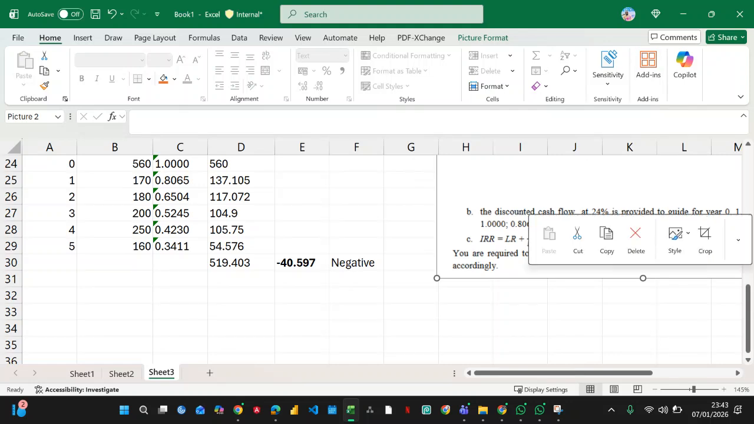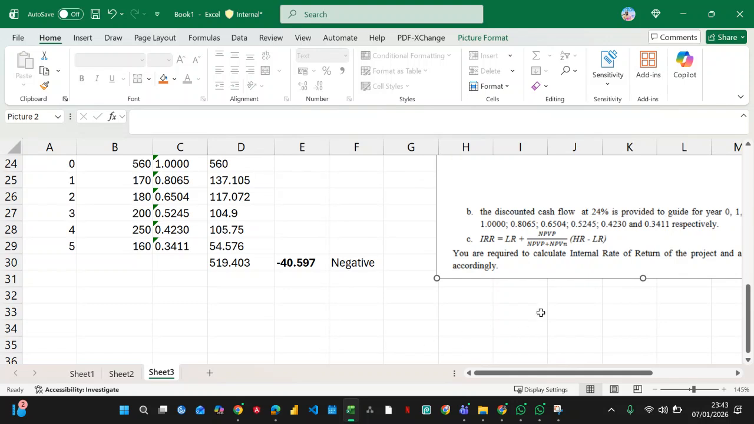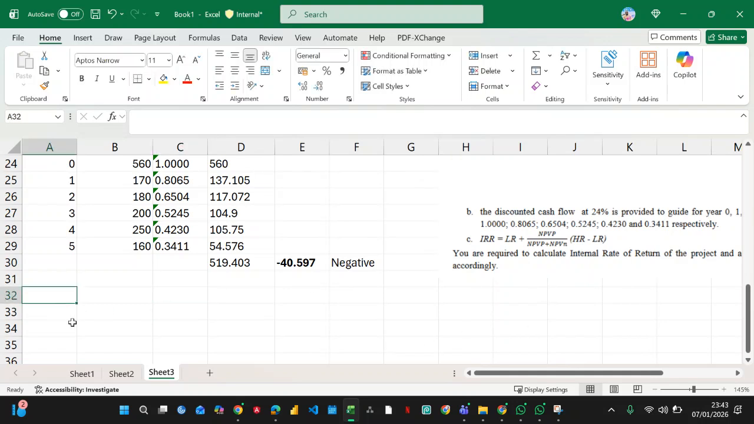So we have gotten our NPV positive and NPV negative. Do you understand now? So we now put those values into this formula.